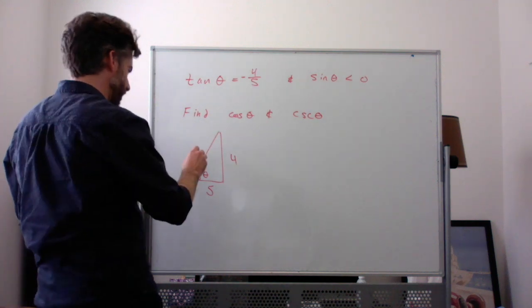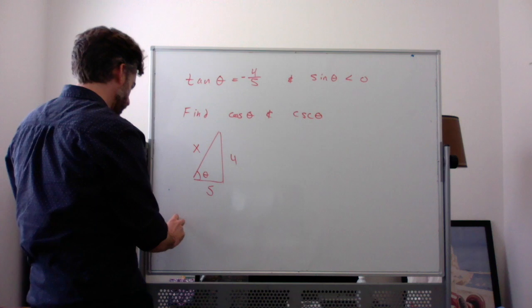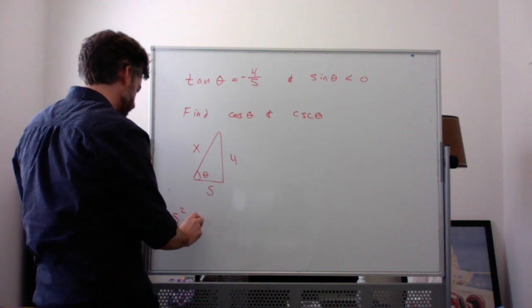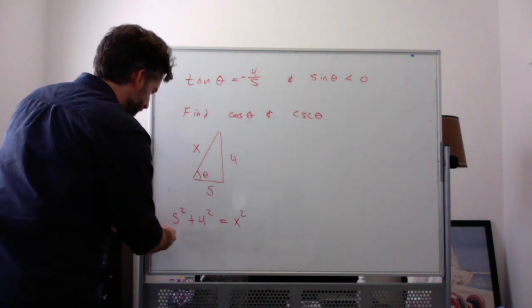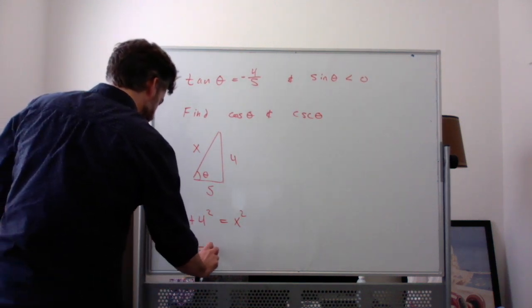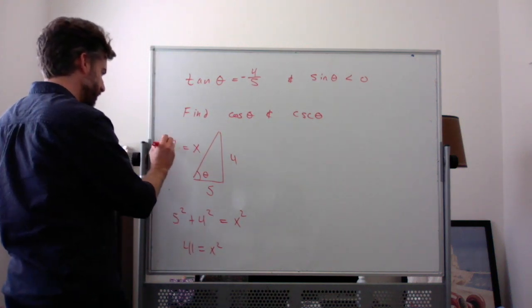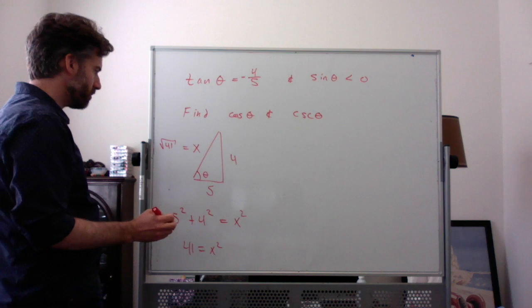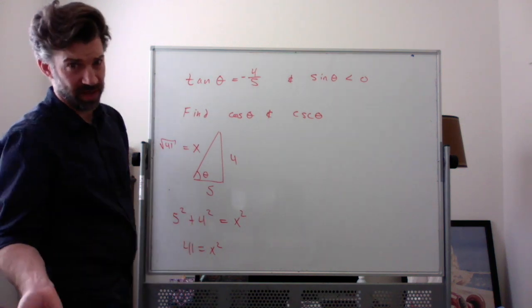So Pythagorean Theorem, I'm going to call this, you can call it whatever you like, I like to use x. So here, 5 squared plus 4 squared equals the hypotenuse, which is x squared. 25 plus 16 is 41. So x is going to be the square root of 41. I like to look at the quadrant last, to be honest.